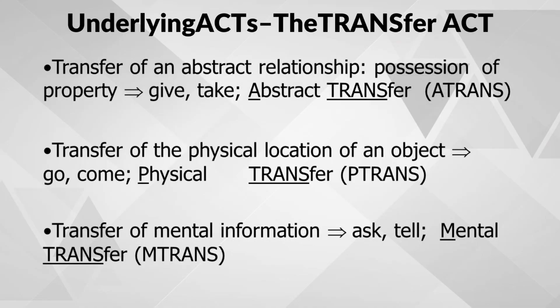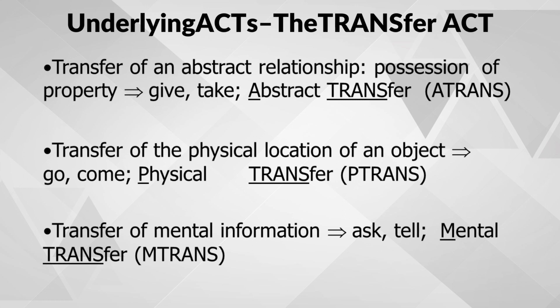Underlying acts in conceptual dependency theory are categorized by their type. Here is a brief explanation for each category. Transfer of an abstract relationship, that is A-trans. This category involves actions that signify the transfer of abstract relationships like possession. Examples include give and take, where ownership or control over something is passed from one entity to another.